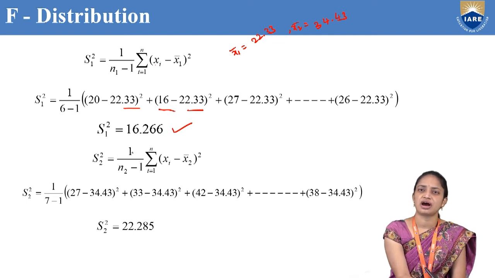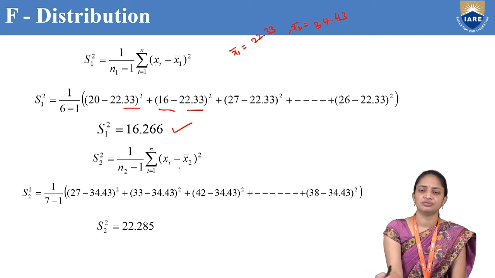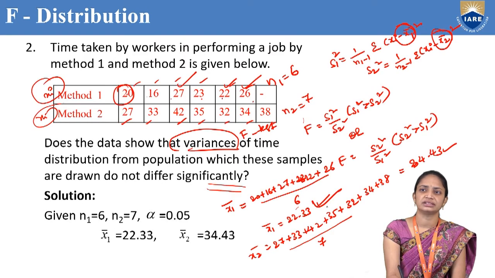So the S2 square formula is 1 by N2 minus 1, summation i equal to 1 to N2 of (Xi minus X2 bar) whole square. So that is equal to 1 by N2 minus 1, where N2 is 7, so 7 minus 1, into what is X2 bar? X2 bar is 34.432. So what about the Xi values? Xi values are here 27, 33, 30, 42, 35, 32, 34, 38.